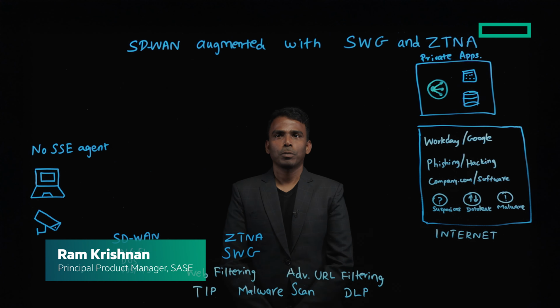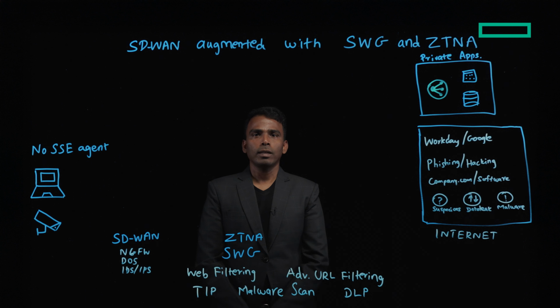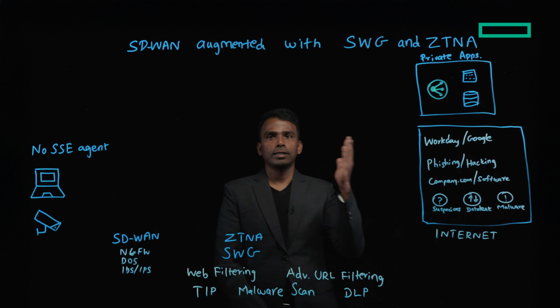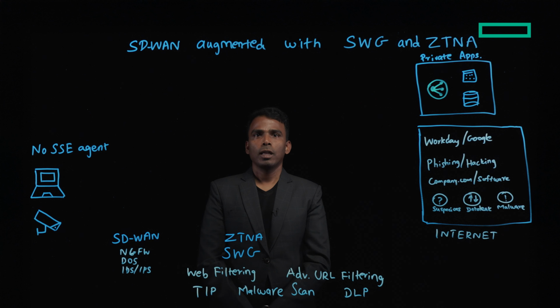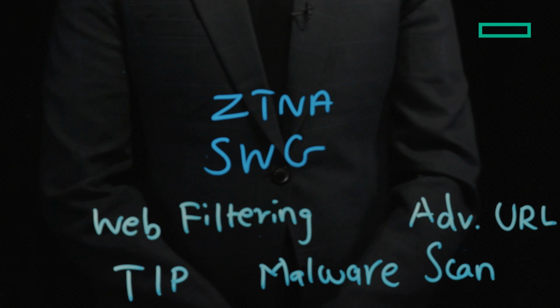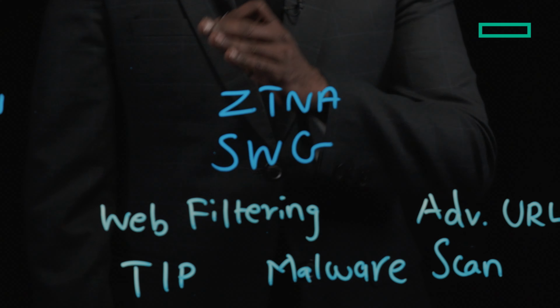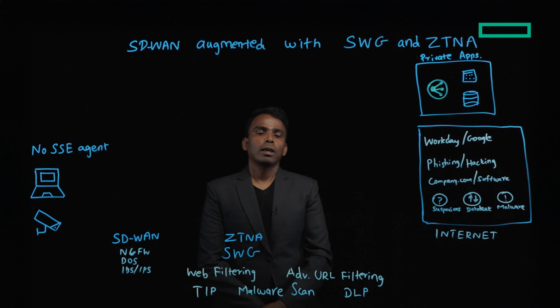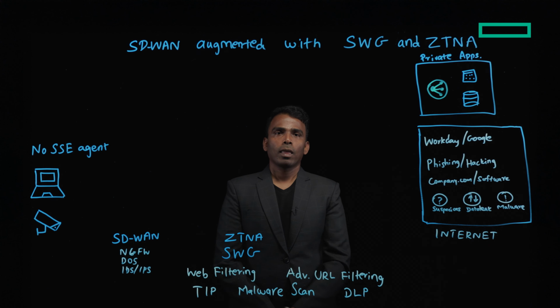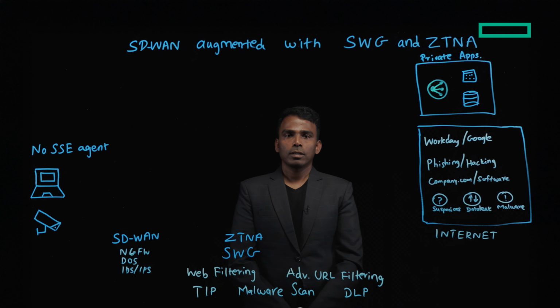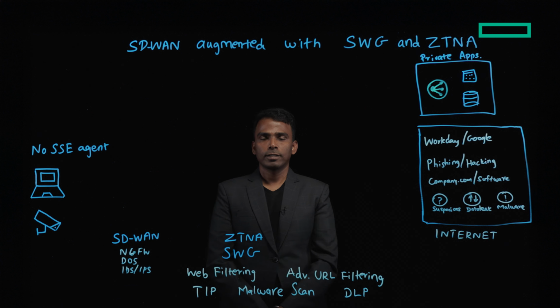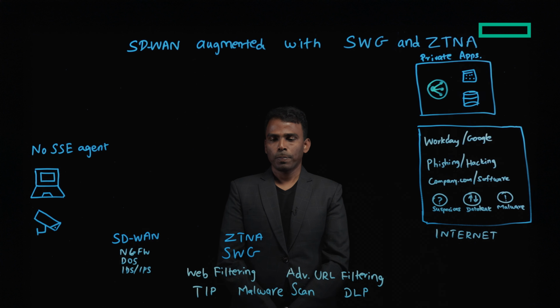Today, I'm going to talk to you about how our SD-WAN, augmented with SWG and ZTNA, help protect devices from internet-based threats and also enable secure access to private applications. Both the ZTNA access and secure web gateway functions can be provided in two forms: with an SSE agent running on the device or without an SSE agent on the device. In today's session, we'll only focus on use cases without an SSE agent.